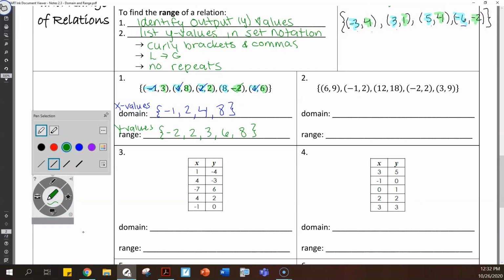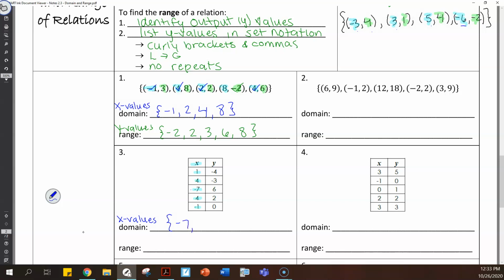For number 3, the process is the same, the information is just presented a little differently. So I'm looking for the domain, which is my x values. Remember, in a table, the x values are presented here on the left side. So my x values here are 1, 4, -7, 4, and -1. I've identified them. Now I can list them, just like I was doing before. Curly bracket. My least one is -7, followed by -1, followed by 4. Even though I have two 4s, I only want to write one of those in my list.